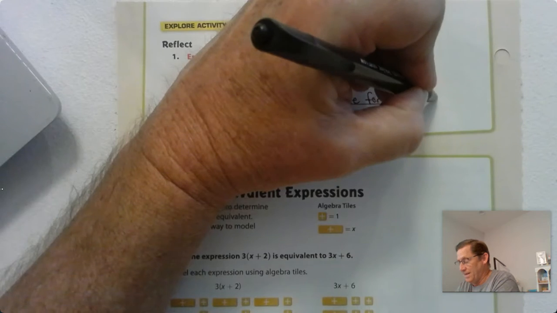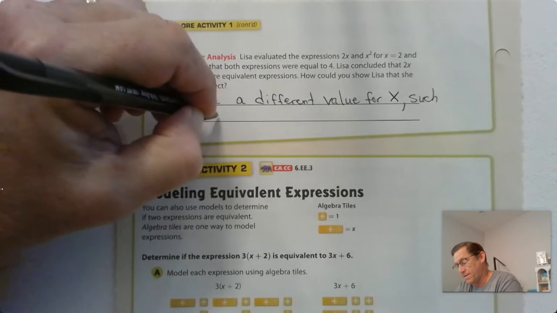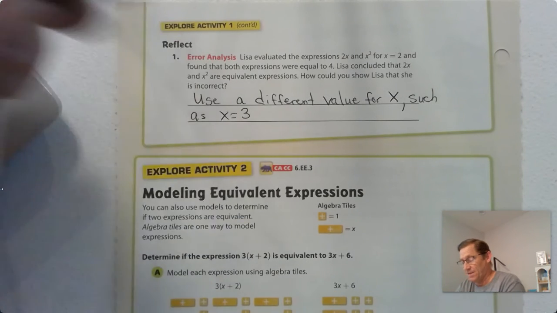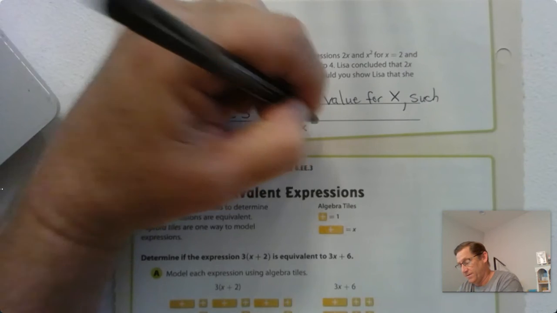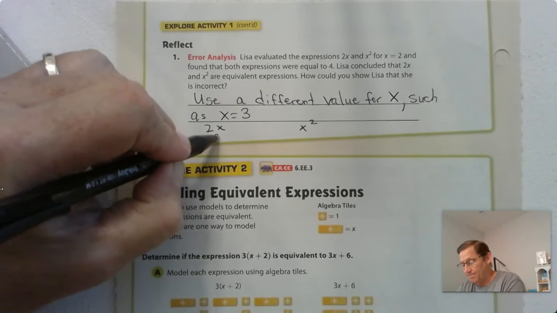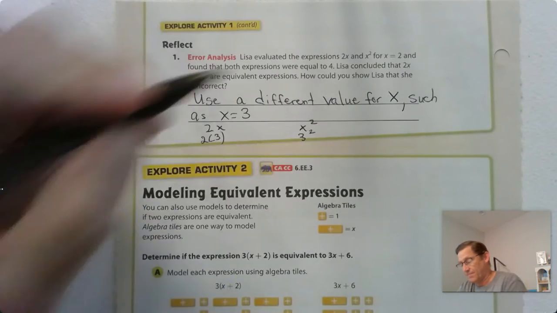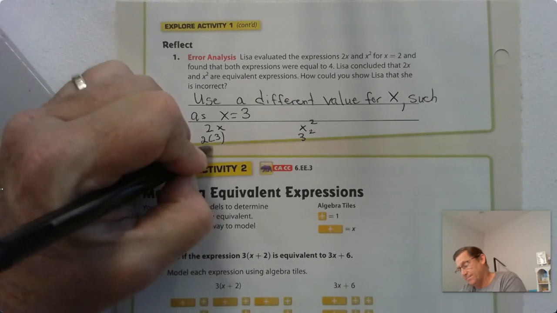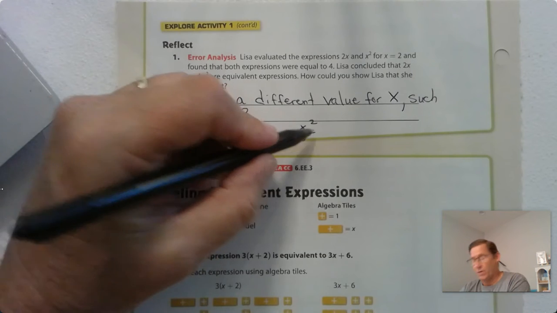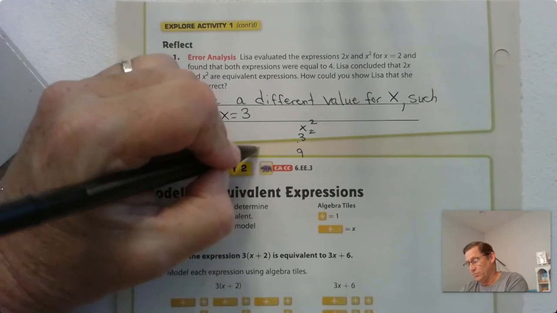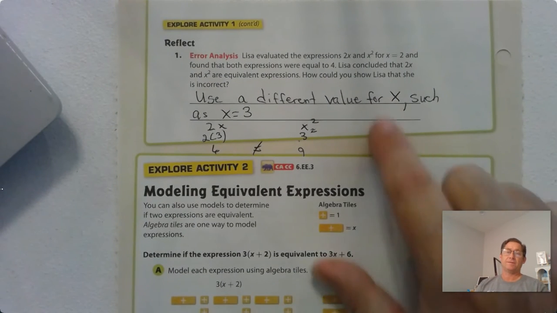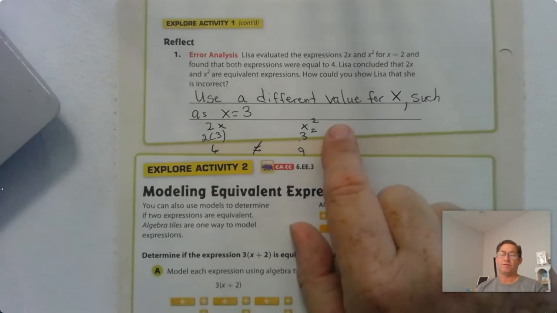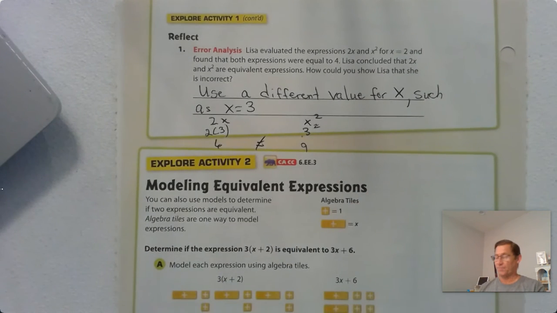All right, such as, I don't know, x equals 3. So we do 2x and we do x squared over here. Substitute 3. We get 2 times 3, which is 6, and 3 squared, which is 9. So those two are not equivalent. Okay, so those two expressions are only equivalent for certain values.